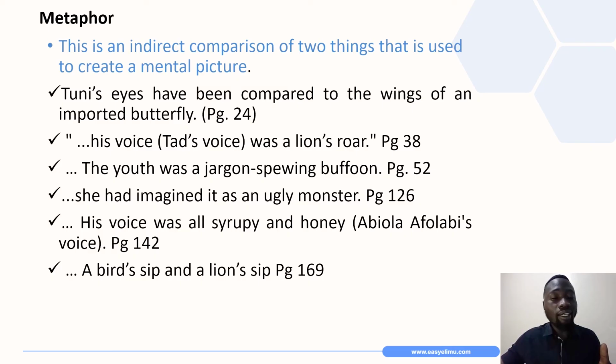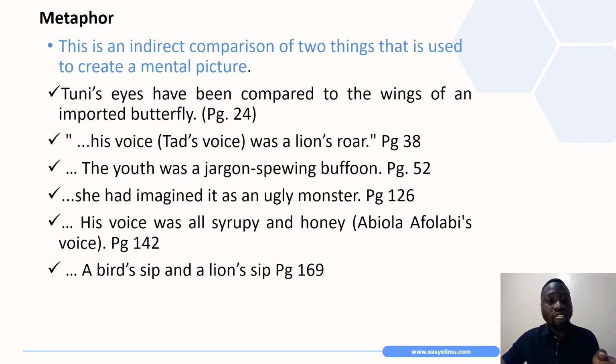So the next style, dear students, is metaphor. Metaphor also has something to do with comparison. It is an indirect comparison of two things that is used to create a mental picture. Let me just use the examples that we have in the text to avoid confusion. There are instances where this style has been employed by the author. The first one, Tuni's eyes have been compared to the wings of an imported butterfly. Again, Tad's voice is compared to a lion's roar. The youth was a jargon spewing buffoon, that is Nick Sentinel, if I'm not wrong.